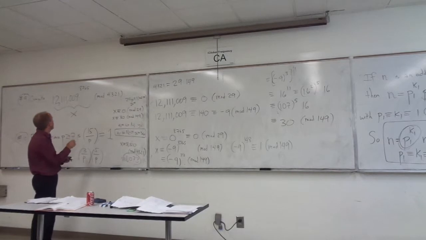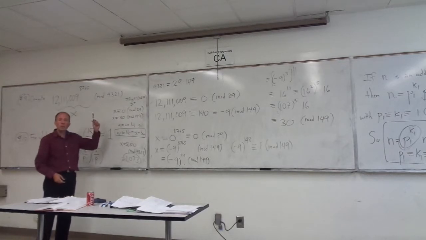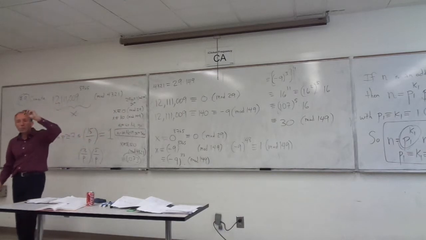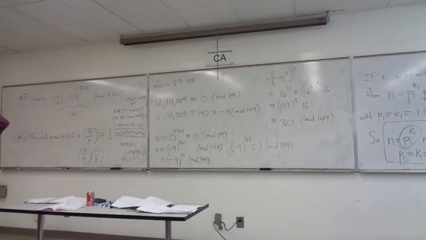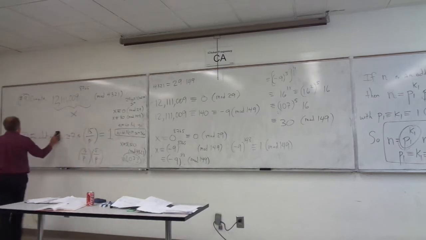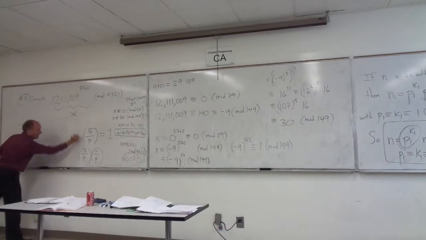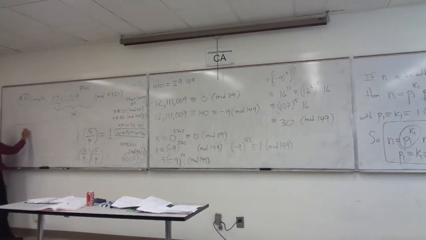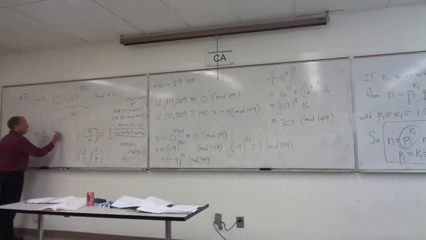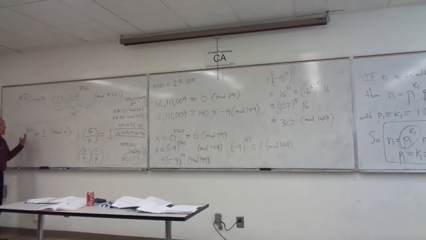Quick question here, before I go any further. Because I did this with the CRT, could I just do this with Euler's generalization of Fermat's little theorem? I've already seen this problem. Euler's generalization, which we haven't talked much about today, just says that a to the phi of n power is congruent to 1 mod n. So could I just directly use this?